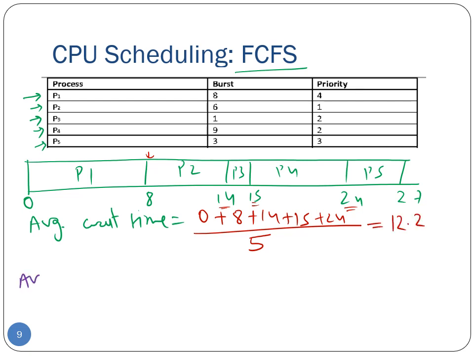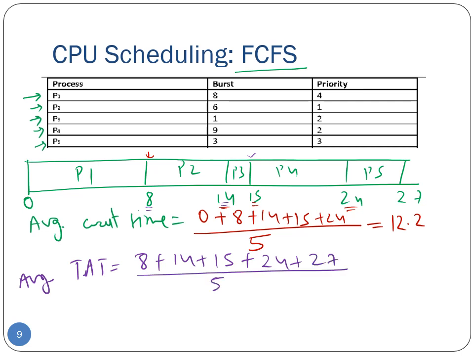Let's think about the average turnaround time. So P1 finished at time 8, so its turnaround time was 8. P2 finishes at 14, so its turnaround time is 14. P3 finishes at 15, so its turnaround time was 15. P4's turnaround time was 24, and P5's turnaround time is 27.